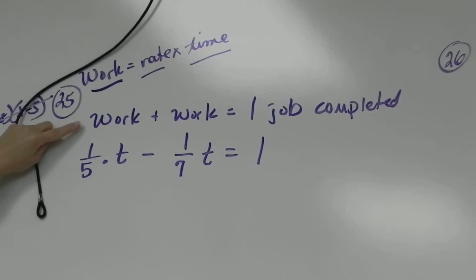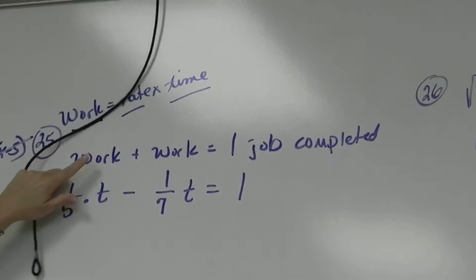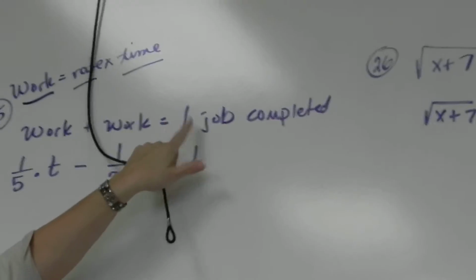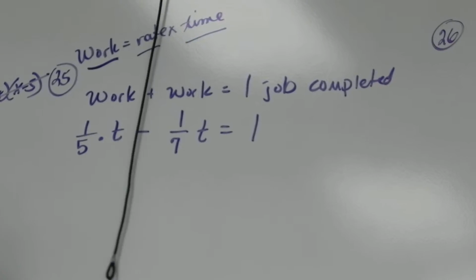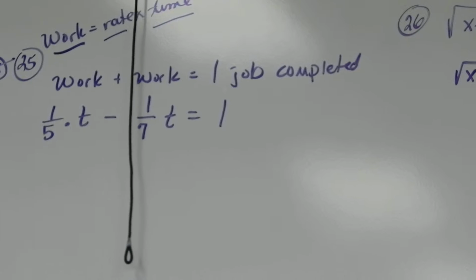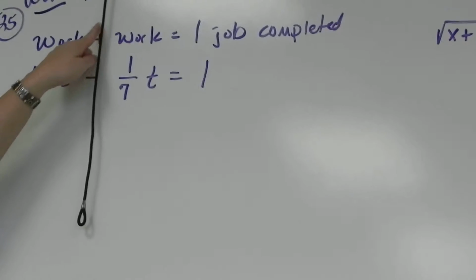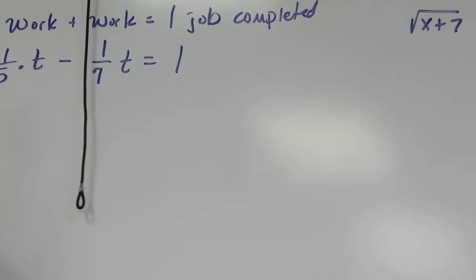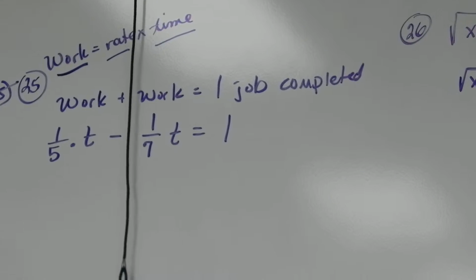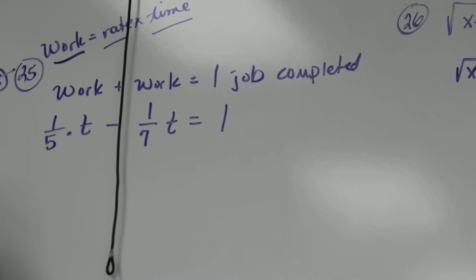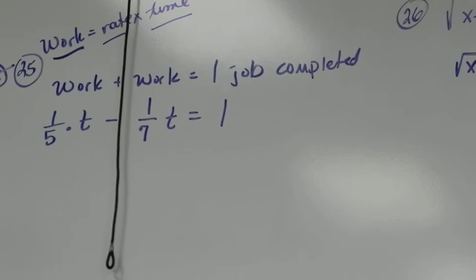Well, so in this problem 25, and in all problems, you want work plus work to equal one job completed. You want to know how long will it take them working together. So it's two parts working together. If they're working together, it is plus. If they're working against each other, like if you were cleaning the house and you had a toddler who was messing up the house, you may never get that, right? You know, you've got something working against you.